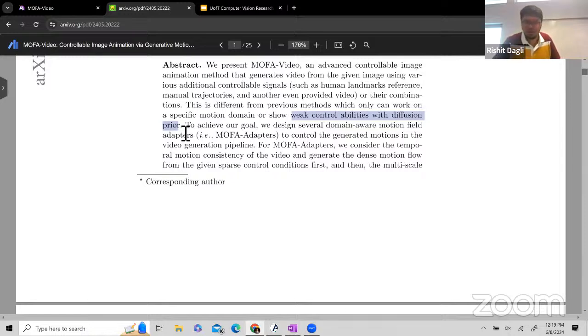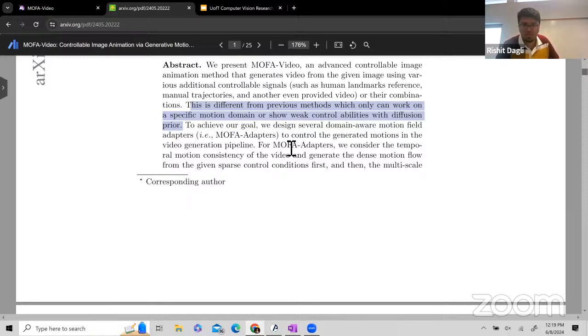And in the combined context of this whole sentence, motion domain means that previous methods were typically restricted to handling only one type of motion, making them inflexible when faced with different kinds of input data or requirements.